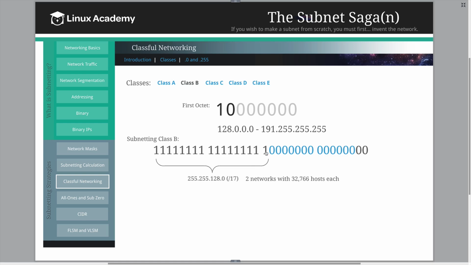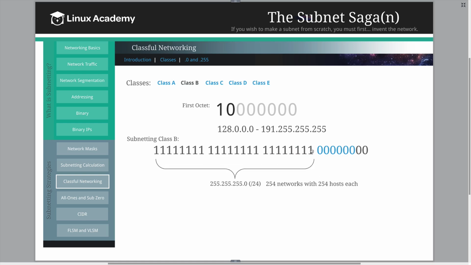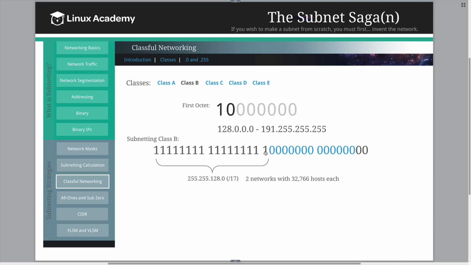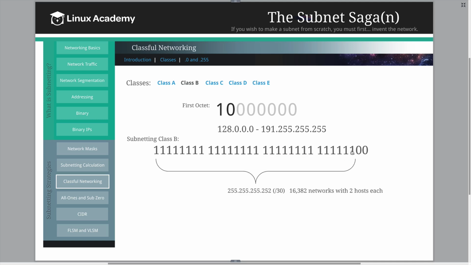If we move that to a /17, we now have two networks with 32,000 hosts. If we move that to a /24, or 255.255.255.0, we now have 254 networks with 254 hosts each. So again, as we mask off from left to right, we are doubling the amount of networks available while halving the amount of hosts each, all the way down to a /30, which is going to give us 16,000 networks plus some at 2 hosts each.